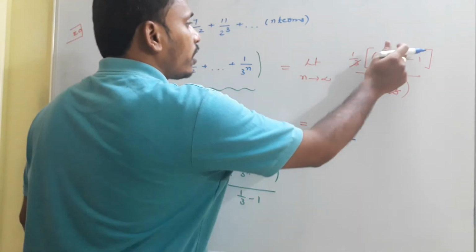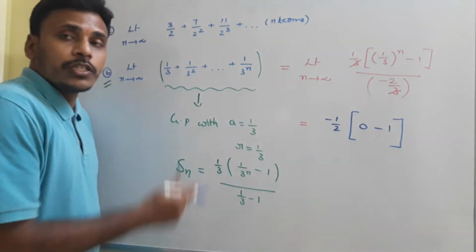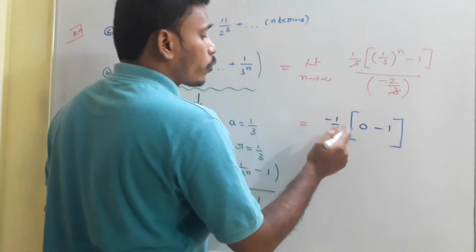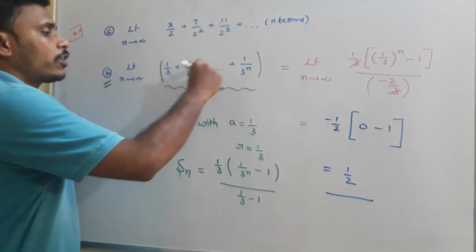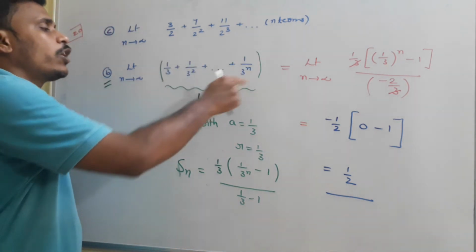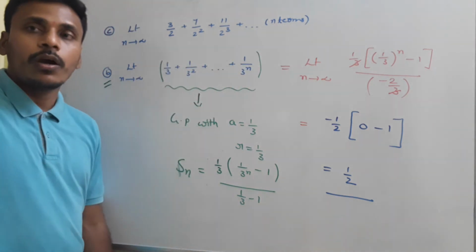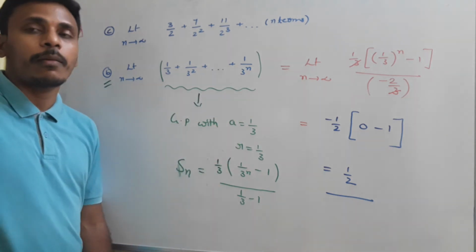So this 1 by 3 to the power n is 0, minus 1. 0 minus 1 is minus 1, minus 1 into minus 1 by 2 is 1 by 2. So at the end, the answer for this situation is 1 by 2. The limit n tends to infinity of this particular summation is 1 by 2. So this is a general way of using sum of n terms of GP and applying limit.